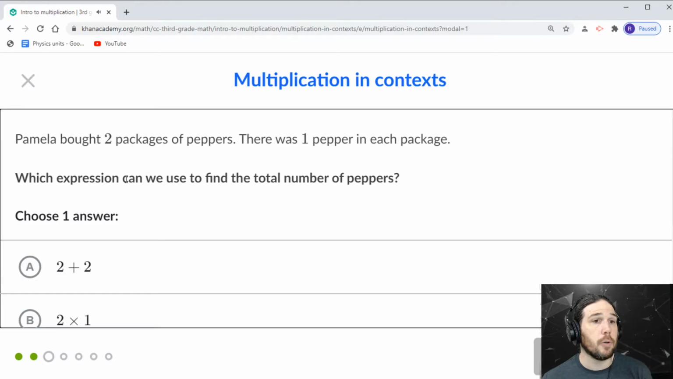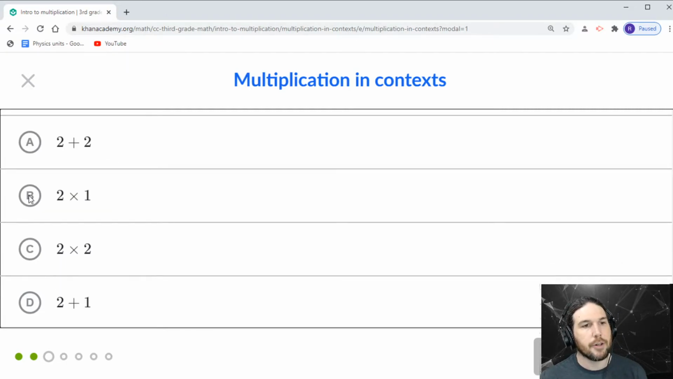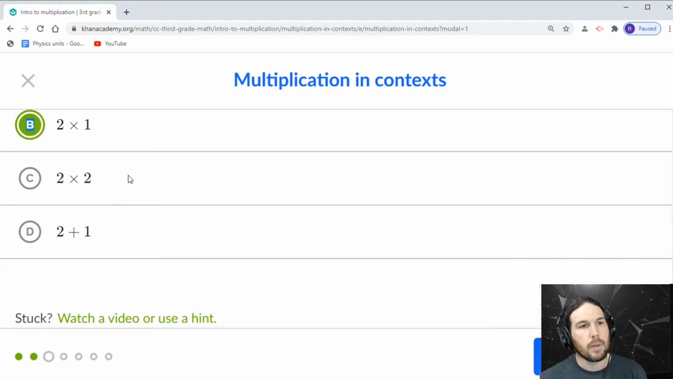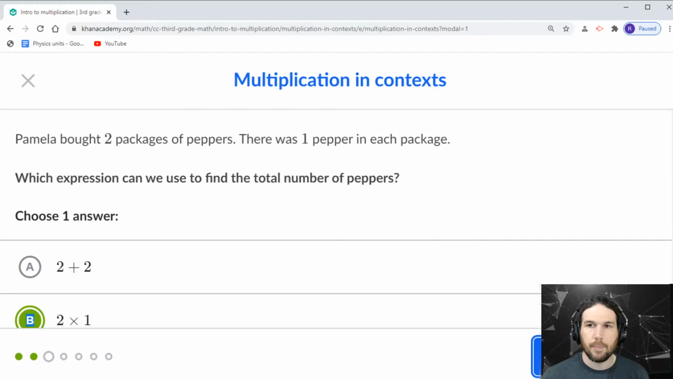Pamela bought 2 packages of peppers. There was 1 pepper in each package, and Peter Pepper picked a peck of pickled peppers. Which expression can we use? 2 packages of peppers with 1 pepper in each package. That's either 2 times 1. That's it. Just 2 times 1.